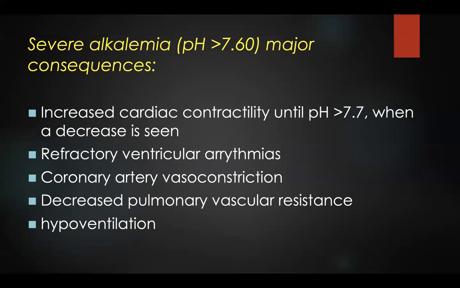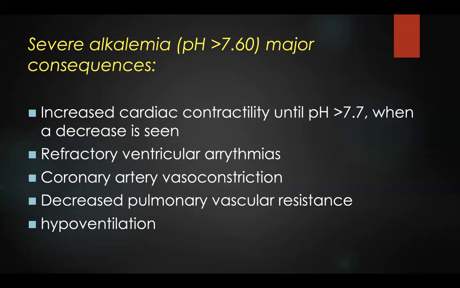What are the major consequences of severe alkalemia if you have a pH of more than 7.60? It can result in increased cardiac contractility until pH is more than 7.7, when a decrease is seen. It can also result in refractory ventricular arrhythmias and coronary artery vasoconstriction. Okay, what will happen if you have coronary artery vasoconstriction? Your blood supply to the heart will be impeded. So you have a problem in supplying blood to the heart.